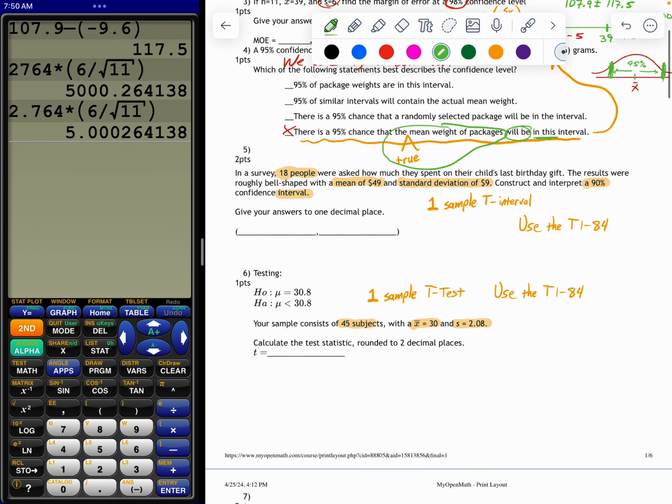Number 5, it gives you sample size. People were asked how much they spent on their kid's last birthday gift. The results were bell-shaped, that's nice. Here's X bar, that's $49. Standard deviation, that's S of X, and make a 90% interval. So this is a one sample T interval.